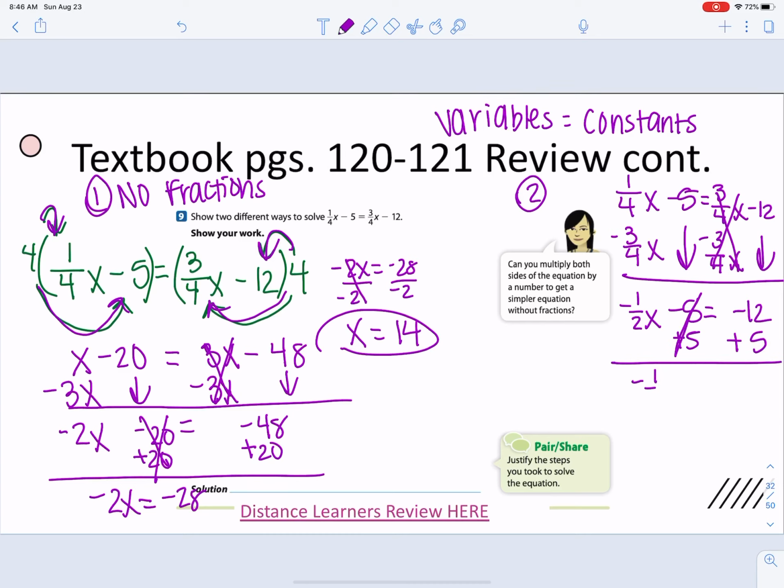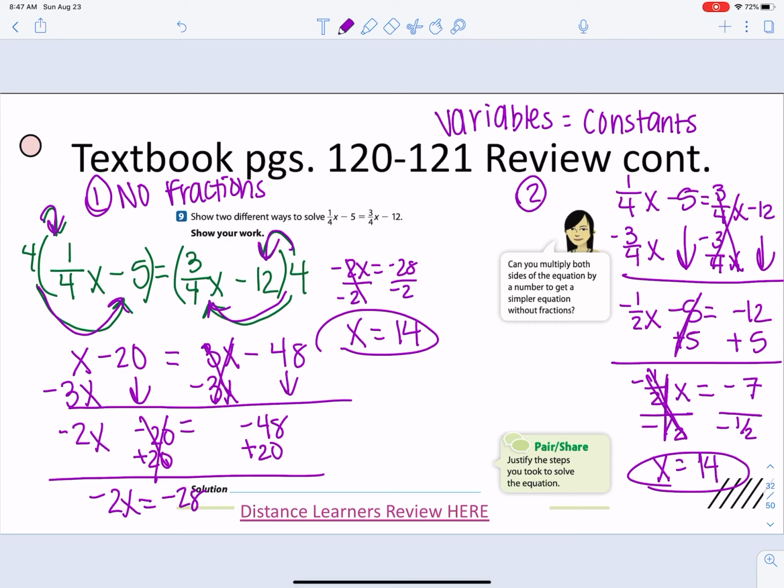Okay, negative 1/2 of x is equivalent to negative 7. And then lastly, we'll divide by negative 1/2 on both sides, which is the same thing as multiplying by the reciprocal. So that's just going to be negative 7 times negative 2, and that's positive 14. So we get the same answer on both sides.